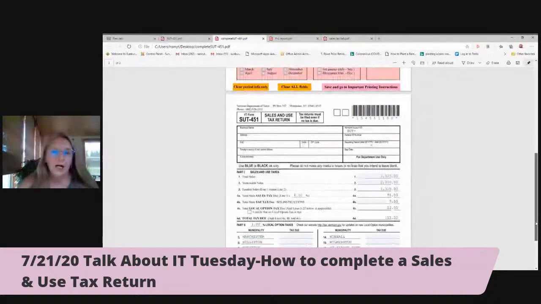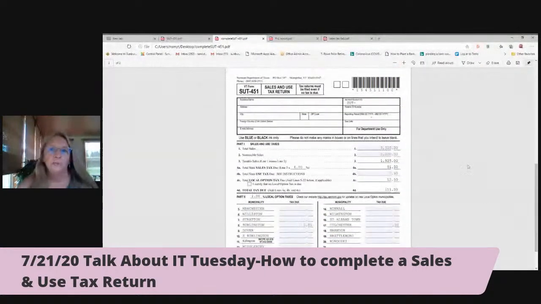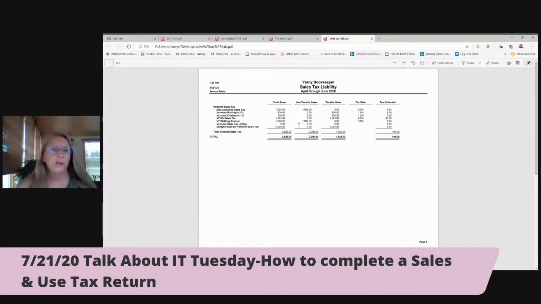So now I have local options tax. Again, coming back into my sales tax liability, I have $500 worth of sales in Burlington that I need to multiply by 1%. And I have $750 worth of sales to Colchester that I need to multiply by 1%. And you can see that QuickBooks already does the math for me, okay?